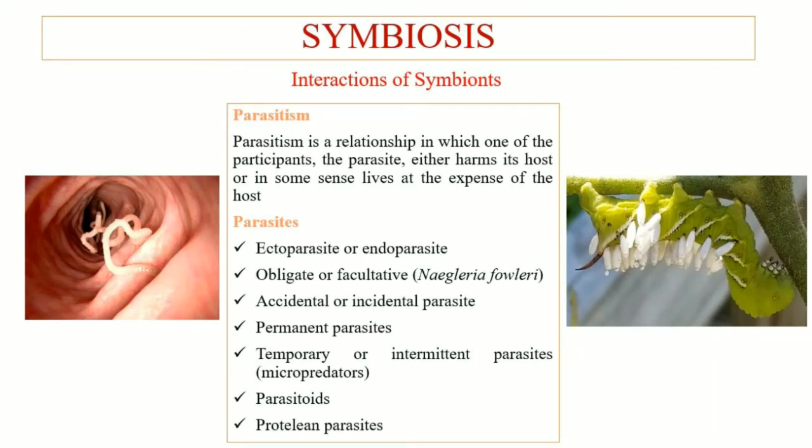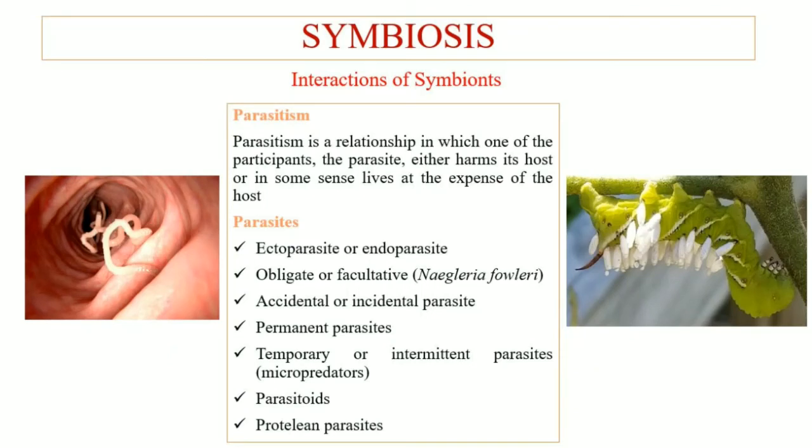On the contrary, there are temporary or intermittent parasites. These are the parasites such as mosquitoes or bed bugs that feed on their host and then leave their host. These temporary parasites are sometimes referred to as micro predators because they usually prey on several different hosts. Next is parasitoids. Parasitoids are basically insects. Typically, these are flies or wasps belonging to orders Hymenoptera and Diptera, and their immature stages feed on their host's body and they ultimately kill their host. So these are known as parasitoids.